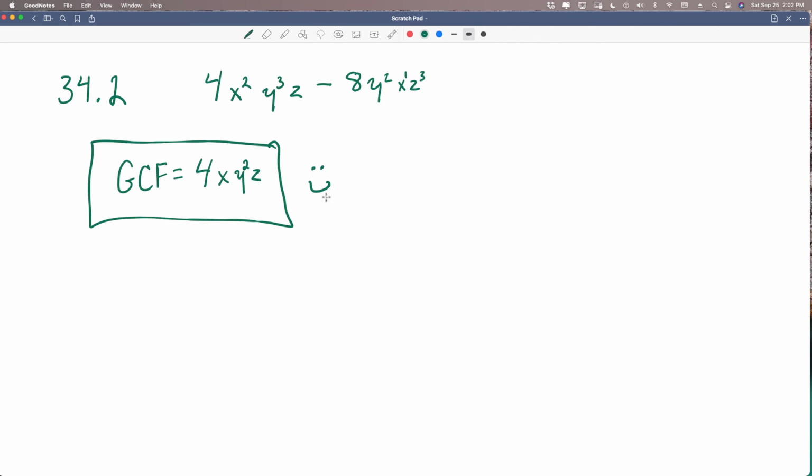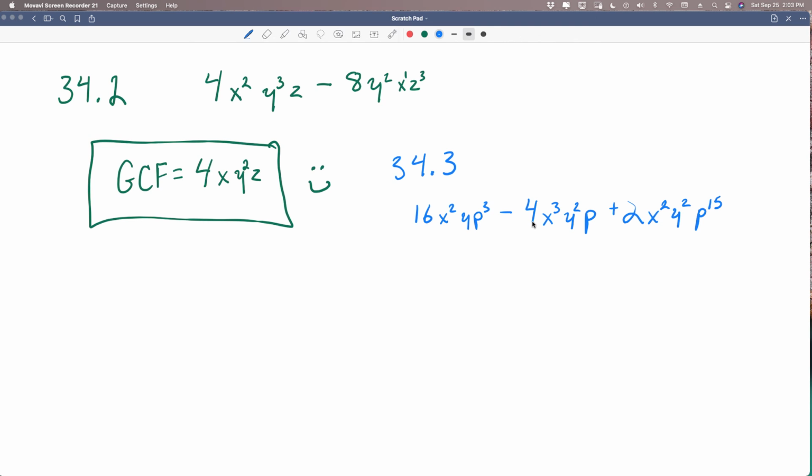Let's see, I think we have one more. Yes, 34.3. I'm going to change colors just so we can tell where one starts and one stops. And this is a long one, so I'm going to pause and write it. All right, so I've written out our expression. And so now we need to find what's common.